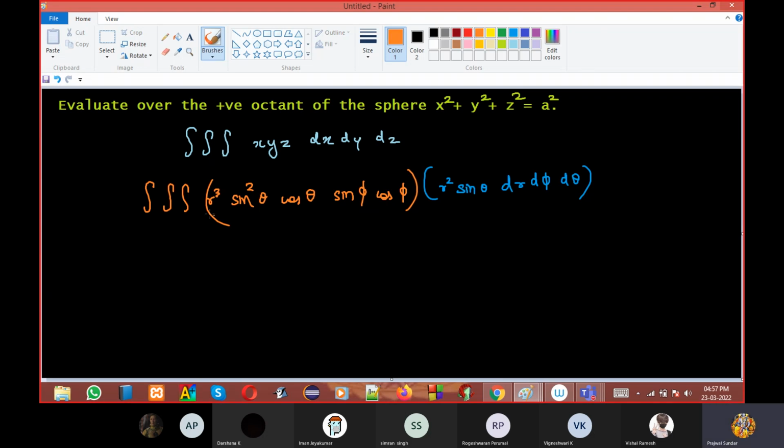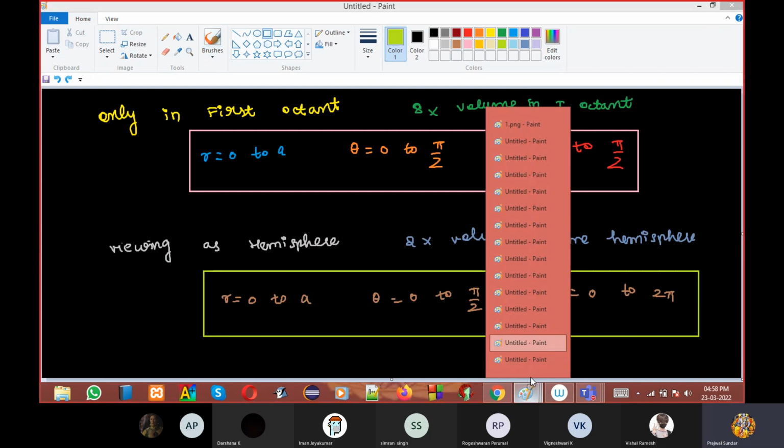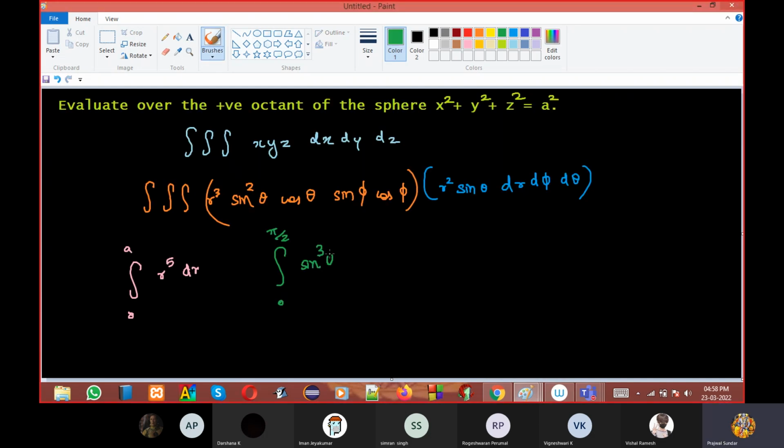For the limits, r is 0 to a. We'll write after splitting: r to the power 5 dr from 0 to a, and theta from 0 to pi by 2 only. You will get sin cube theta cos theta d theta from 0 to pi by 2, and sin phi cos phi d phi from 0 to pi by 2. That's it. Evaluate separately. This will become a to the power 6 by 6.